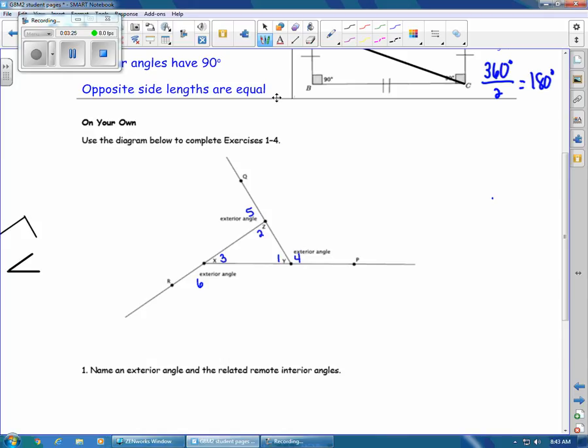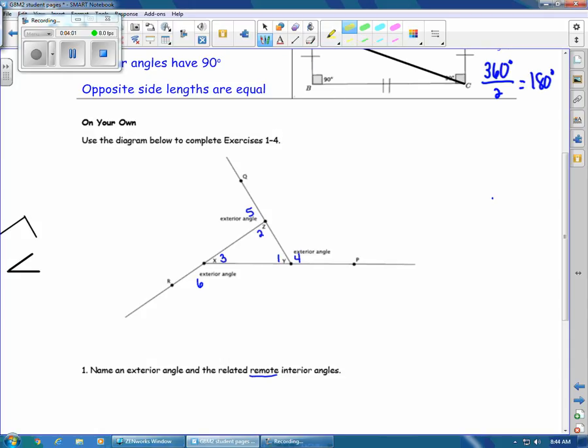The first thing it asks us to do is to name an exterior angle and the related remote interior angles. Let's talk about the word remote. When you're using a remote, maybe operating a toy car, a drone, or changing the channel on your television, you're not right next to the drone or the television. You're a distance away from it. So remote means it's a distance away from whatever we're looking for. An exterior angle is an angle on the outside.